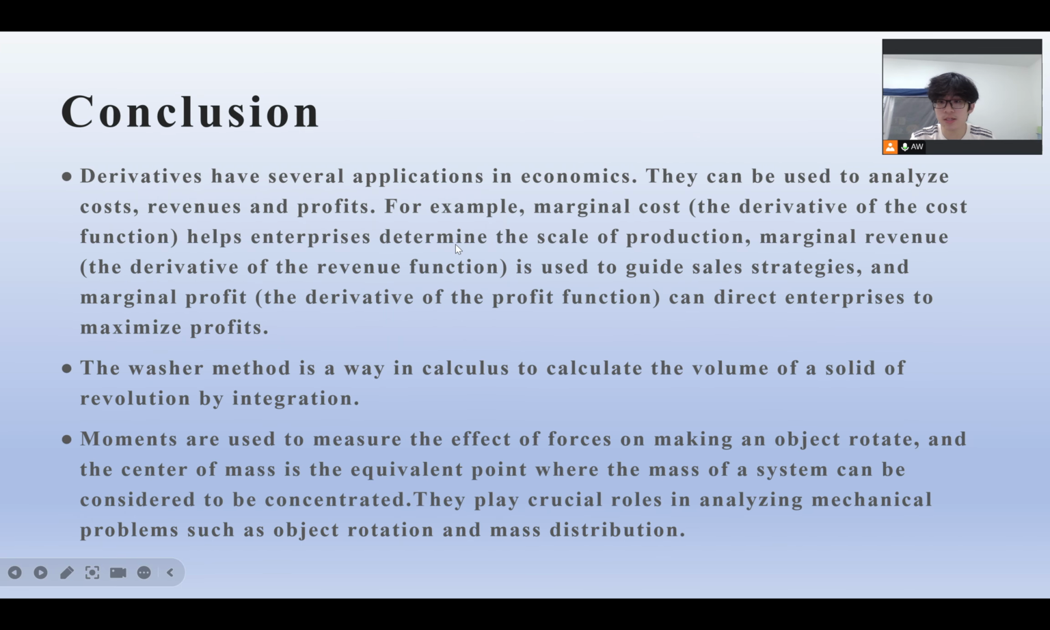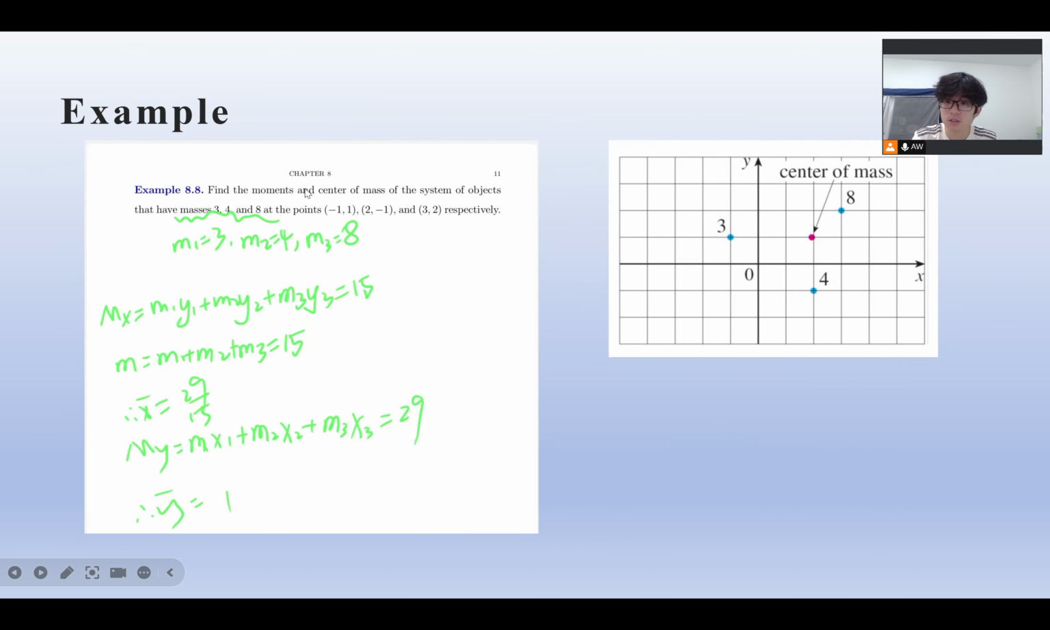So this is an example. Find the moments and the center of mass of a system of objects that have masses 3, 4, and 8 at points (-1, 1), (2, -1), and (3, 1) respectively. First we know that m1 equals 3, m2 equals 4, and m3 equals 8. So we can find m equals m1 plus m2 plus m3 equals 15, and Mx equals m1y1 plus m2y2 plus m3y3 equals 15.